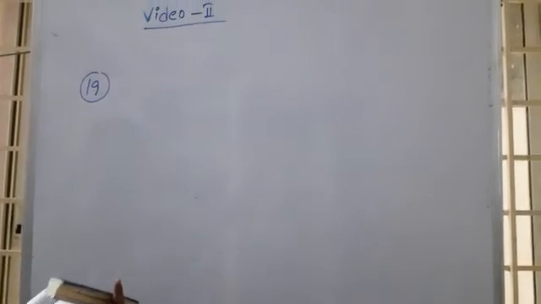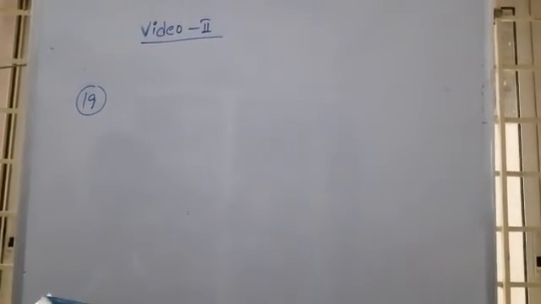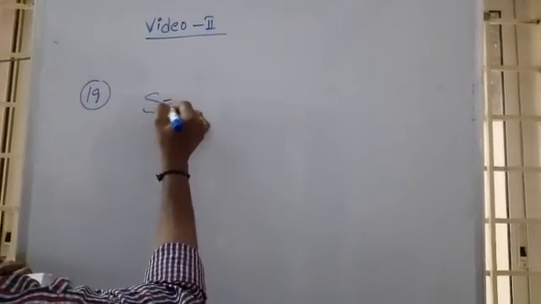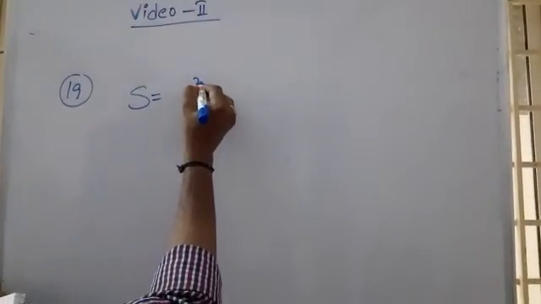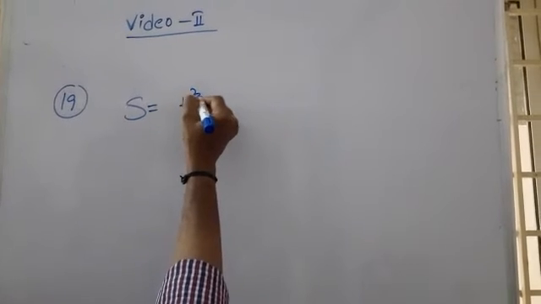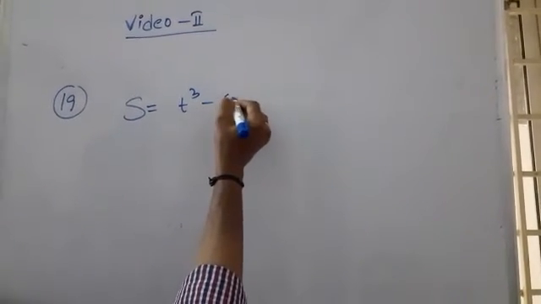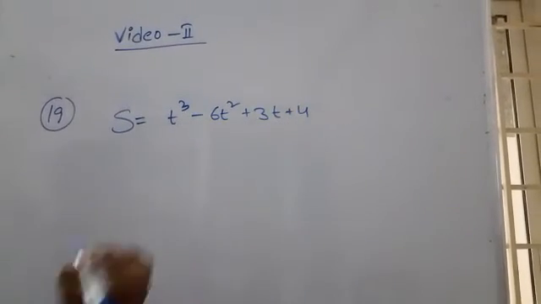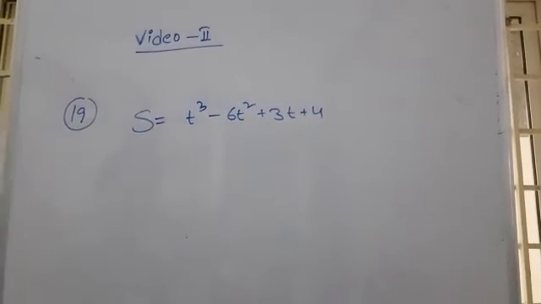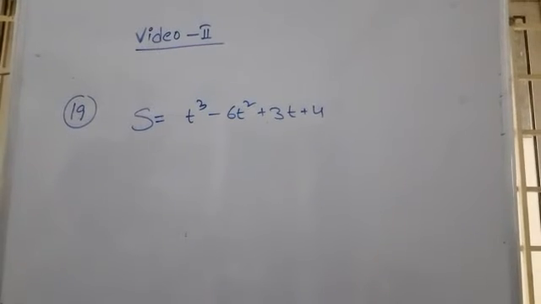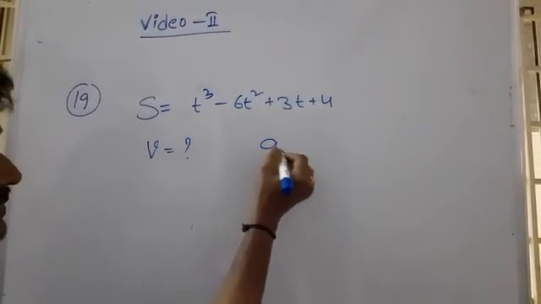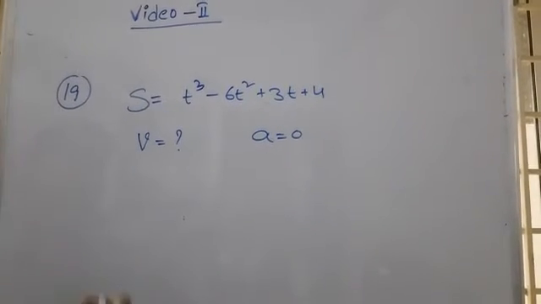Next problem. A particle moves along a straight line. The displacement is given as s equals t cube minus 6t square plus 3t plus 4 meters. What is the velocity value when the acceleration is 0?